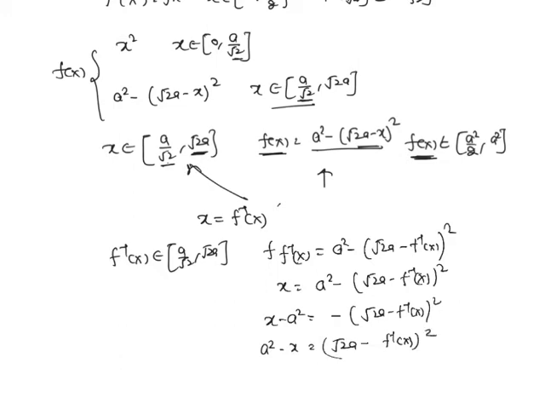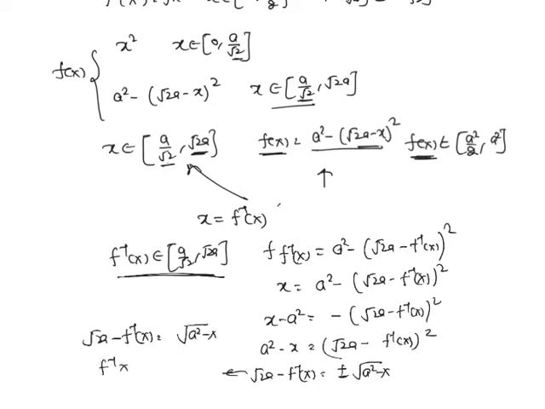So if I take the square root, we can write root 2a minus f inverse x equals plus minus root over a square minus x. If I take the minus sign, it will not satisfy the range of f inverse x. So we'll take plus. So we can write this equation as root 2a minus f inverse x equals root over a square minus x. So f inverse x equals root 2a minus root over a square minus x. And similarly, if I put here, f of f inverse x belongs to a square by 2 to a square. So x belongs to a square by 2 to a square.